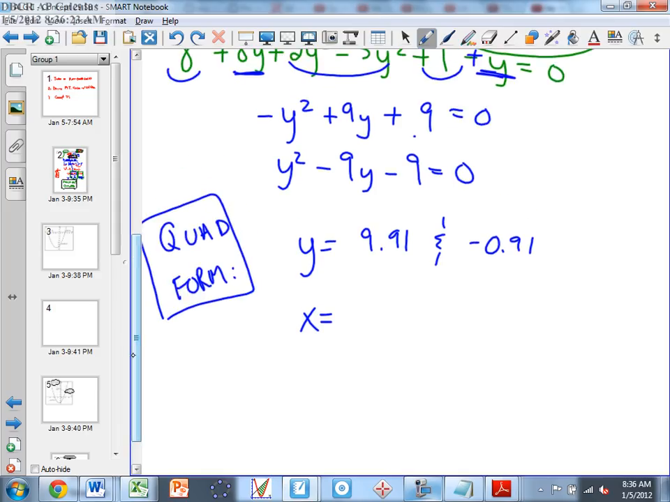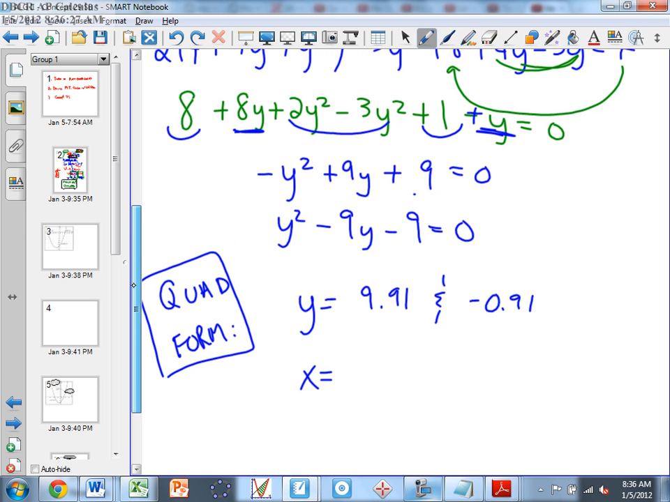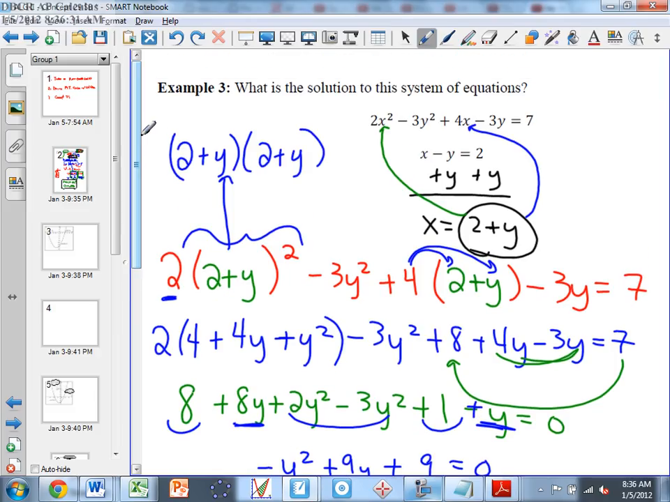Again, take a look, people. We did all this work to get y. Now, I want to know what x is. Which one should I plug it into? The second one. It does matter this time, guys. Look at the second one.